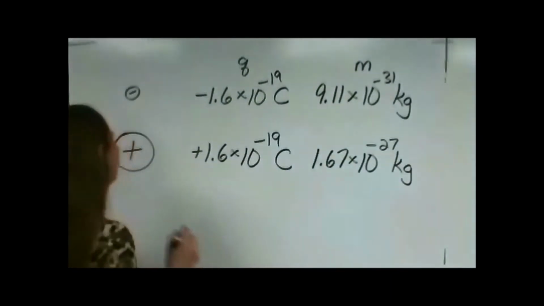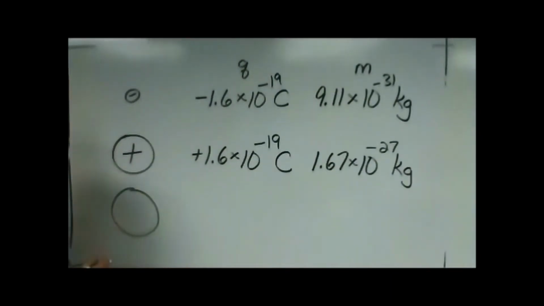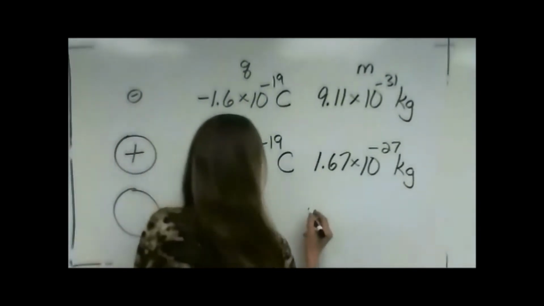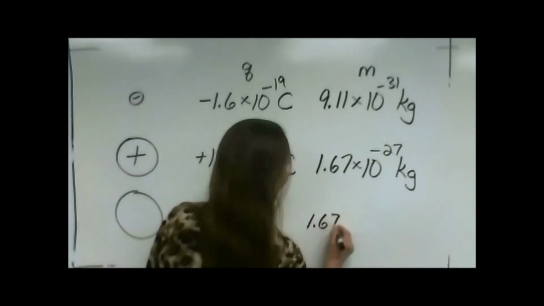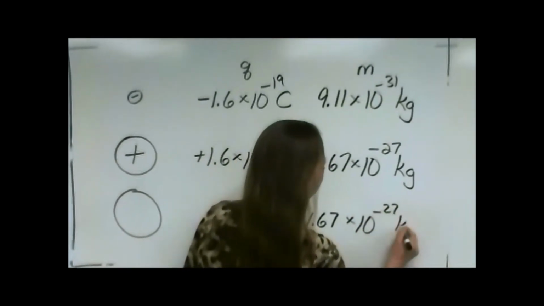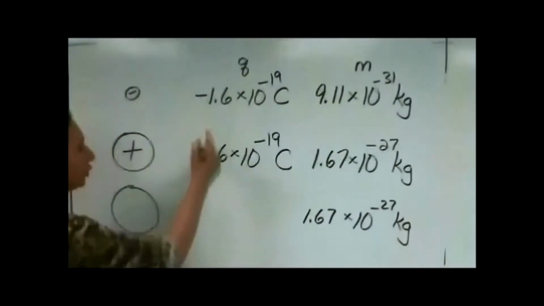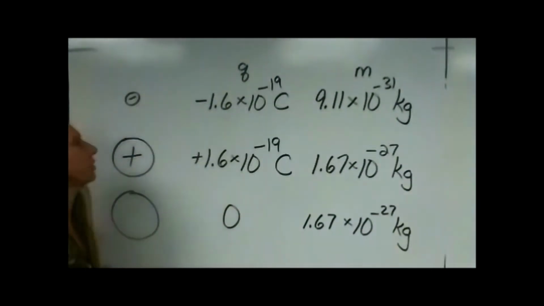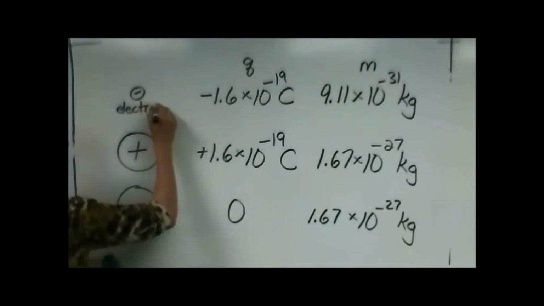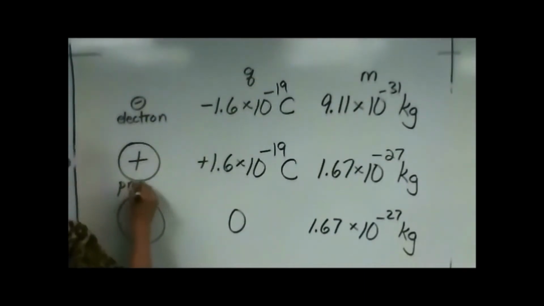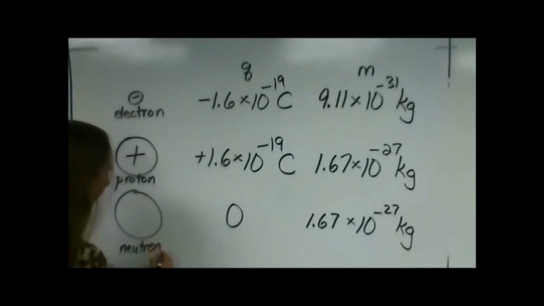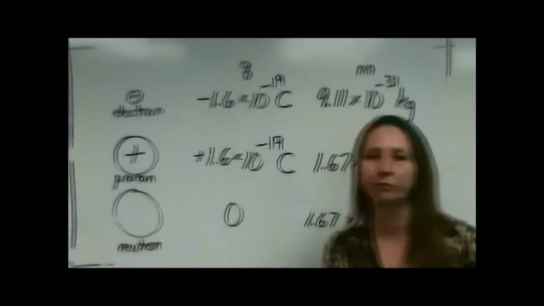The neutron is slightly more massive than the proton, but on our reference table, it lists it as the same mass because it's only to three significant figures, 1.67 times 10 to the negative 27 kilograms. The charge of a neutron is, of course, 0. So again, this is the information for the electron, the information for the proton, and the information for the neutron, which is found on the front of the reference tables.